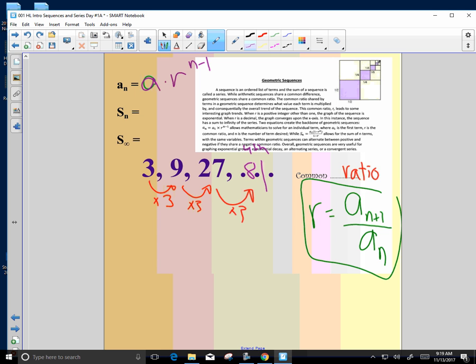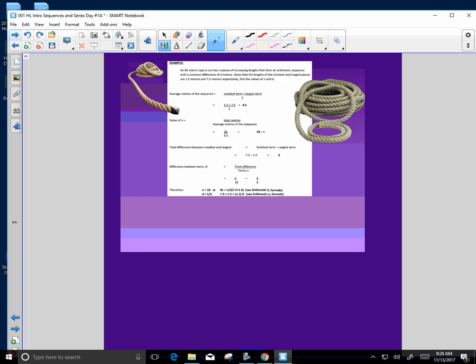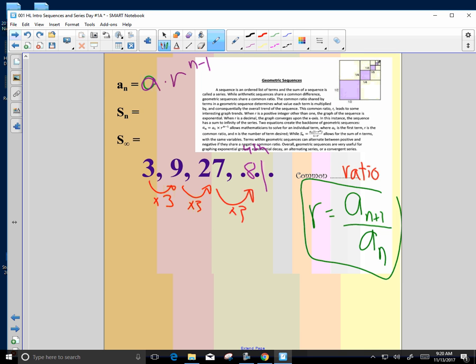Notice how related these are. The first one, the arithmetic, we took the first term and we added difference times n minus 1. What's this one? We take the first one times the ratio to the n minus 1. See how they're related? You don't have to memorize those. They just kind of make sense.